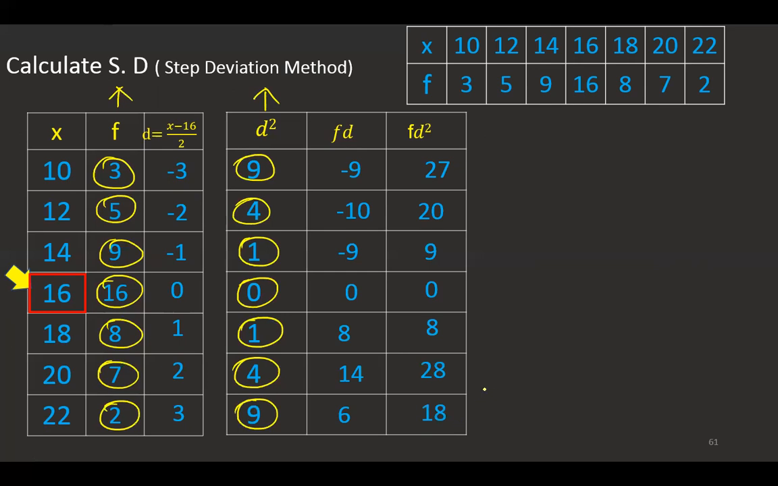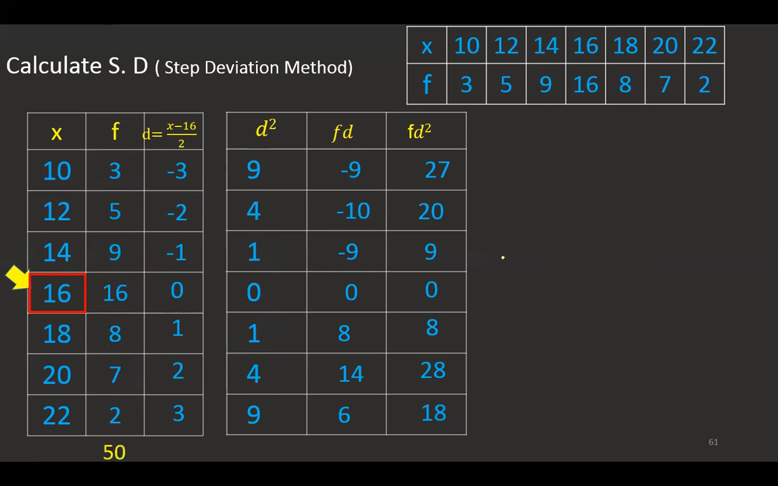So I'm going to use my formula here. How to use the formula? Before that, I'm going to total it. Which are all the columns I'm totaling? F I'm totaling, FD I'm totaling, FD square I'm going to total it. So now total it like this. So I'm going to finish it.